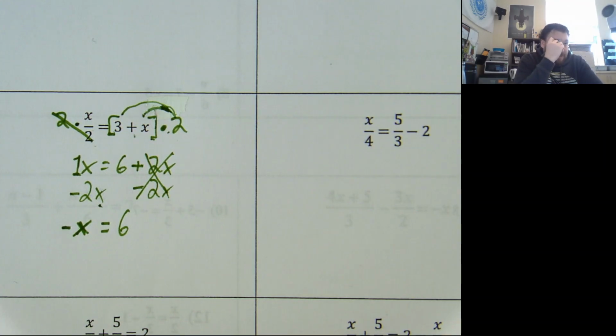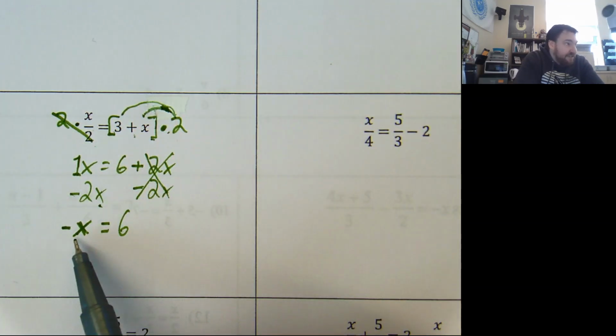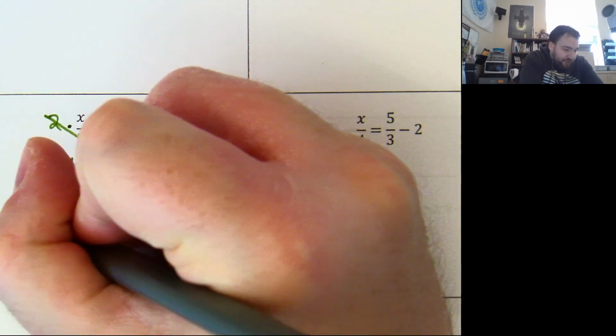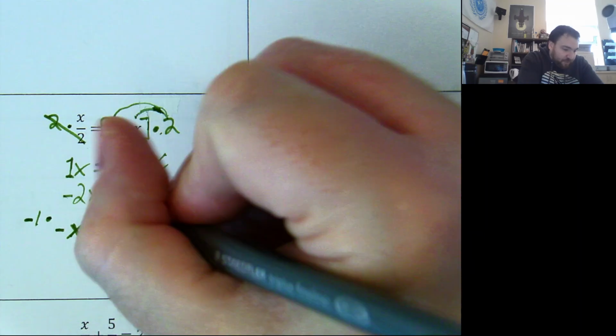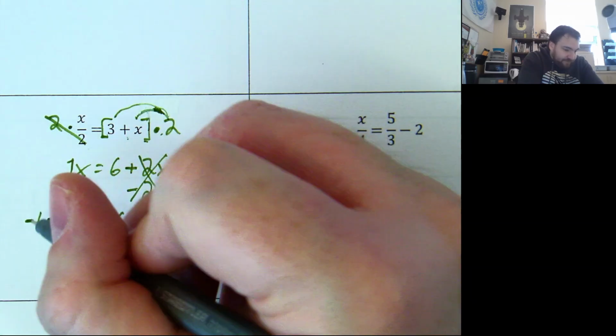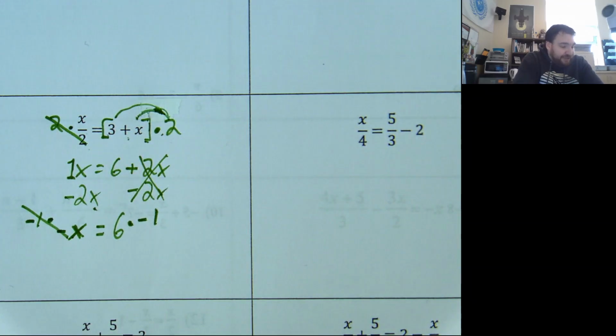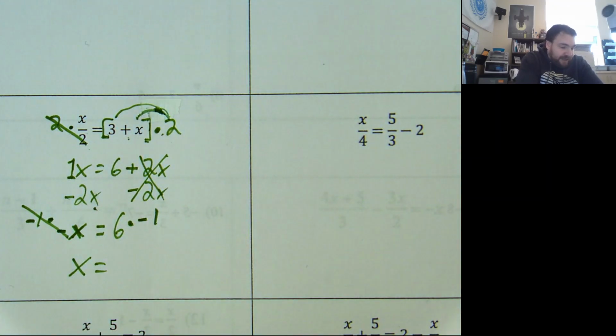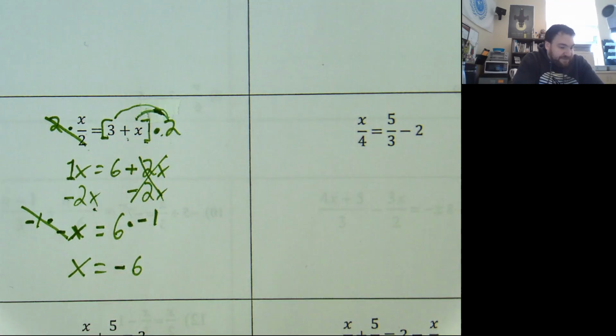So how do I get x by itself? Because I've got a negative x here, and I don't want a negative x, I want to make the thing positive. To make it positive, I'm going to multiply by negative 1. What I do to one side, I have to do to the other side. On the left, those two negatives are going to cancel, leaving us with positive x. And then 6 times negative 1 is negative 6.